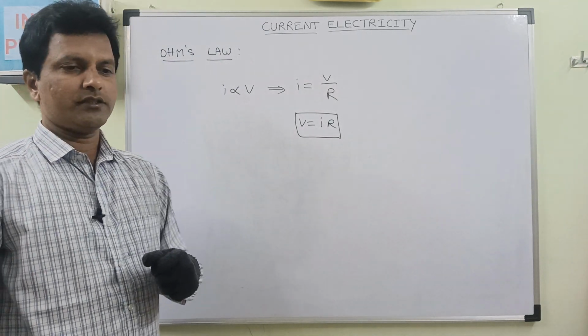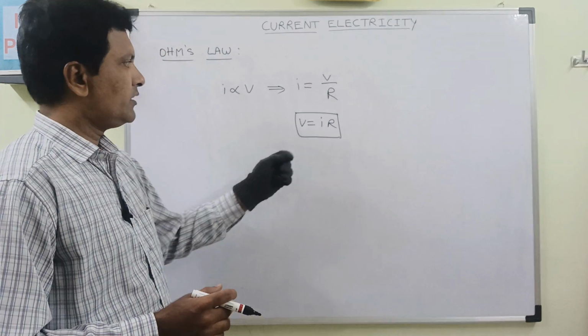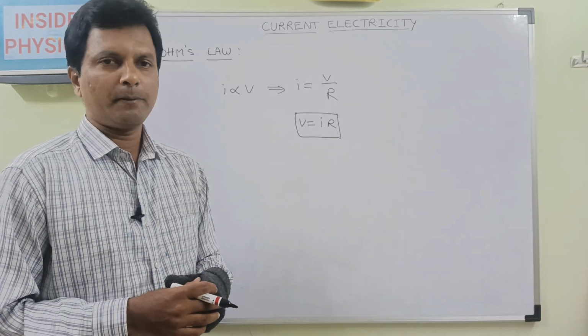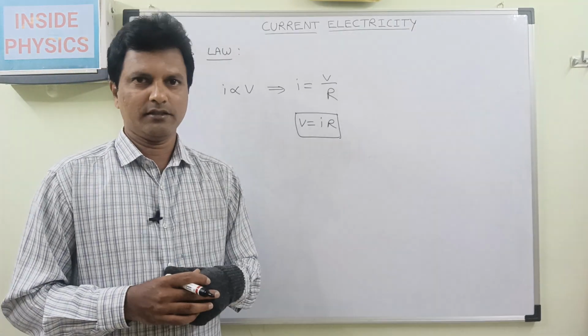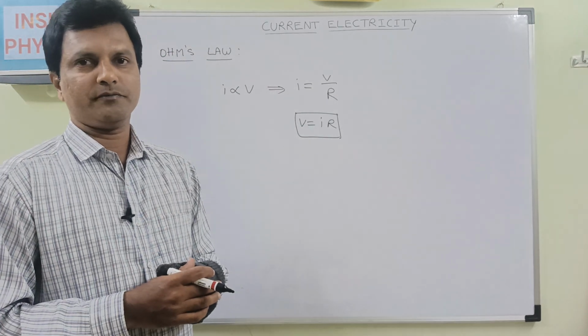Actually, Ohm's law is not a basic law or a derived law. This is only an empirical equation. An empirical equation means it is based only on observations and experiments. This Ohm's law doesn't have any theoretical support. Okay.